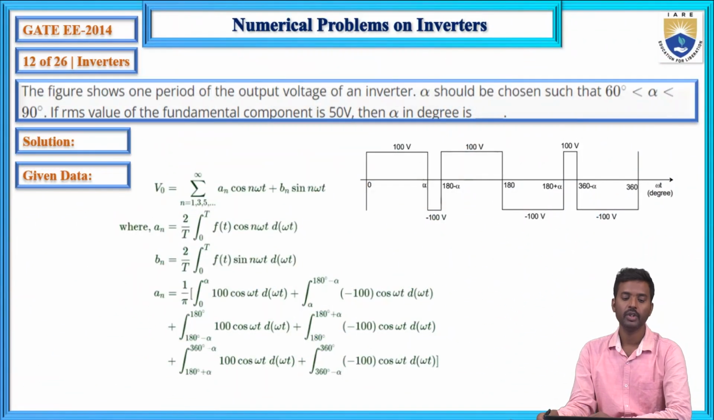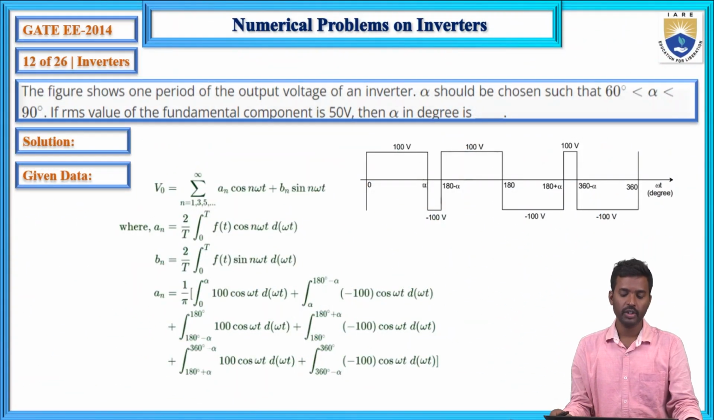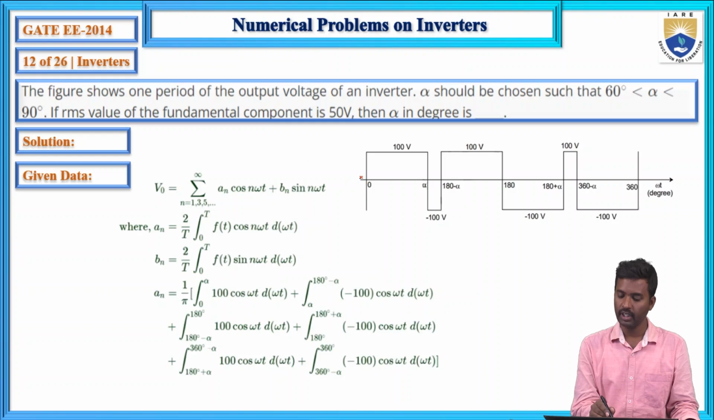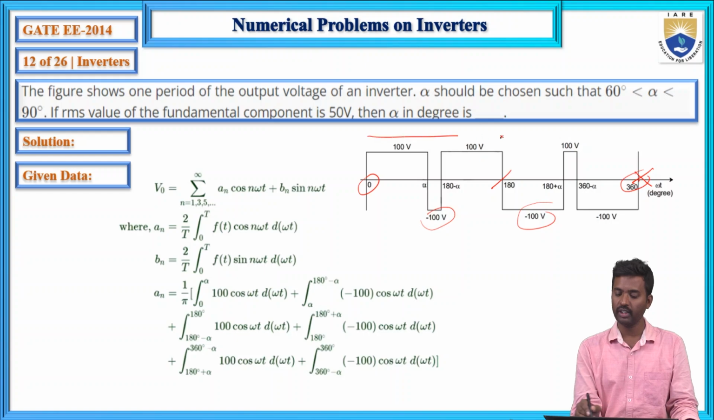And the next, 12th question. This is the figure, which shows one period of the output voltage. One period means up to 360 degrees. This part is negative, but the widths of these two are different. So up to 360 is one time period.